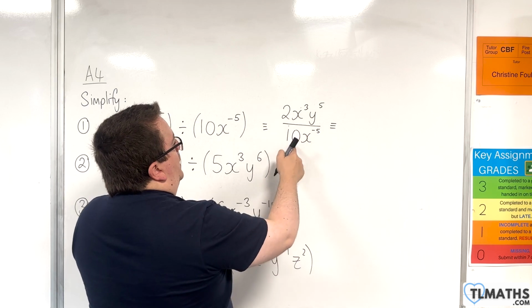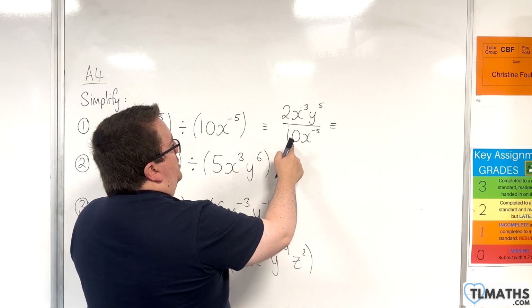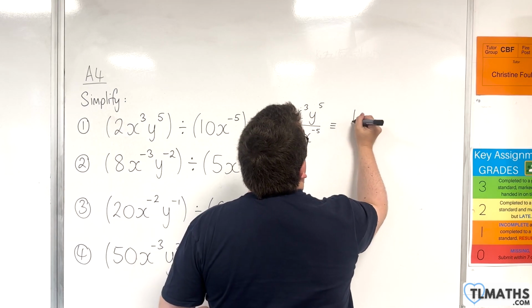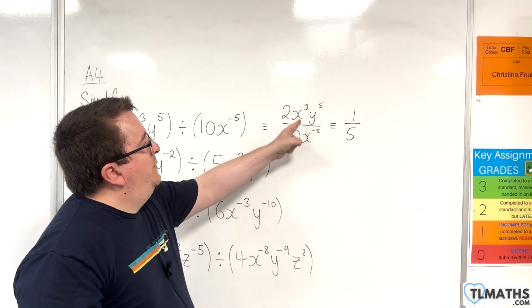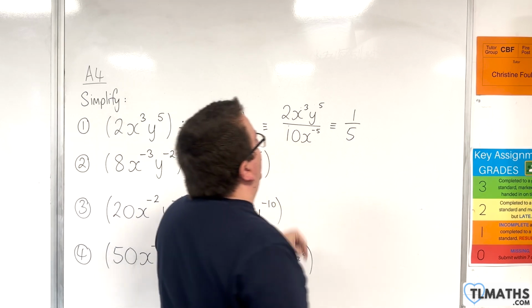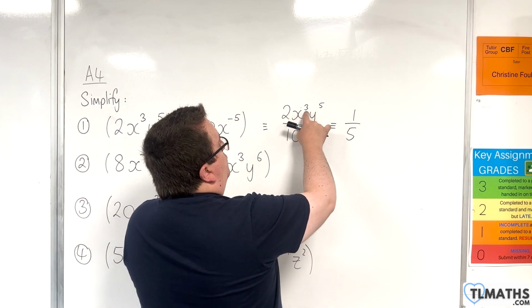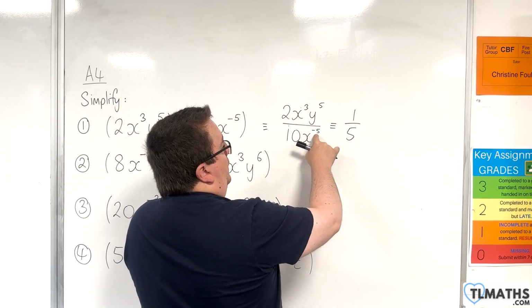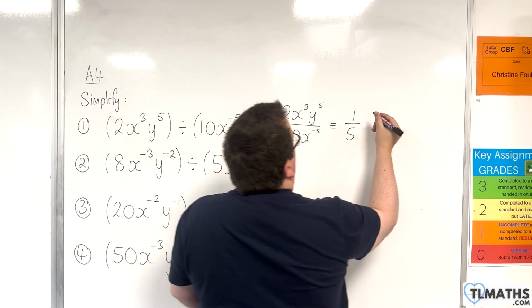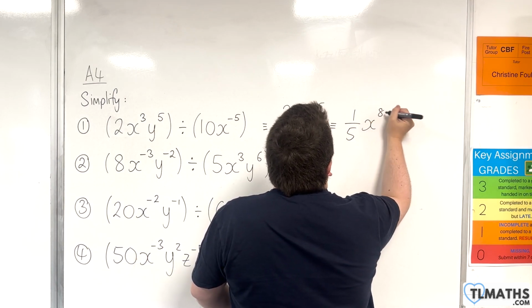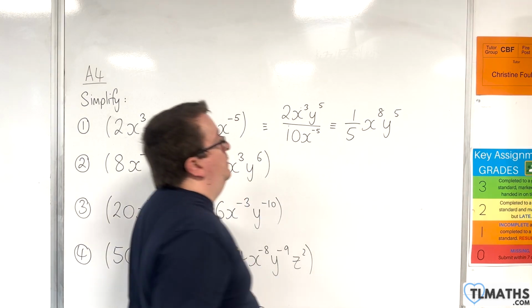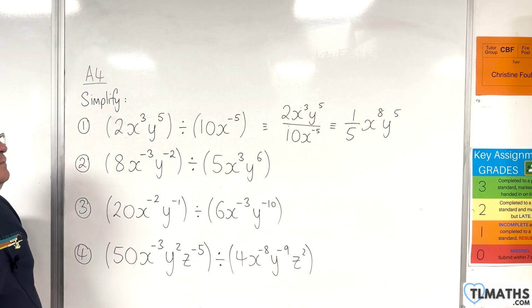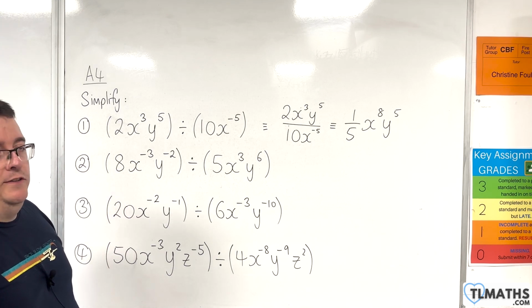So first of all, deal with the coefficients. 2 over 10, so 2/10 is 1/5, dividing top and bottom by 2. Then we have to deal with the x's, so x cubed divided by x to the minus 5. So 3 take away minus 5 is 3 plus 5, which is 8. So x to the 8, and then you've got the y to the 5. Nothing to do with that. Okay, so 1/5 x to the 8, y to the 5 is our answer.